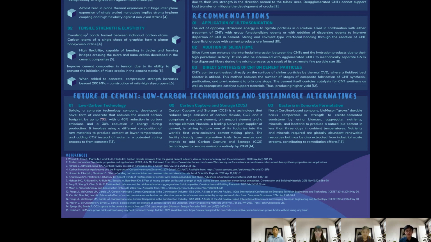North Carolina-based company Biomason employs bacteria to grow a durable cement in ambient temperatures, producing building materials without emitting any greenhouse gases and without any depletion of non-renewable resources. The nutrients and minerals required to grow the bricks are actually globally abundant renewable resources and may also be extracted from industrial waste streams, making this mode of brick production even more ecologically beneficial. And this process also takes less than 3 days in ambient temperatures.